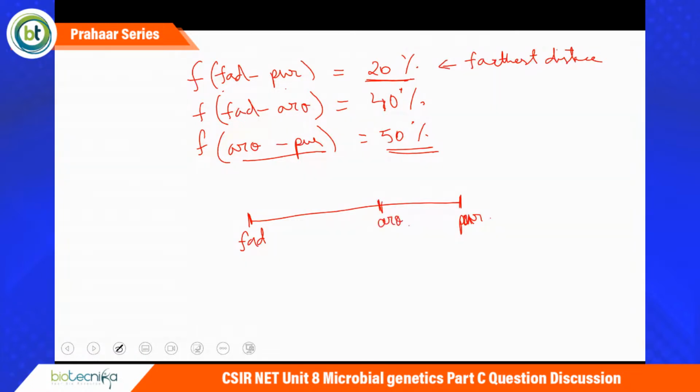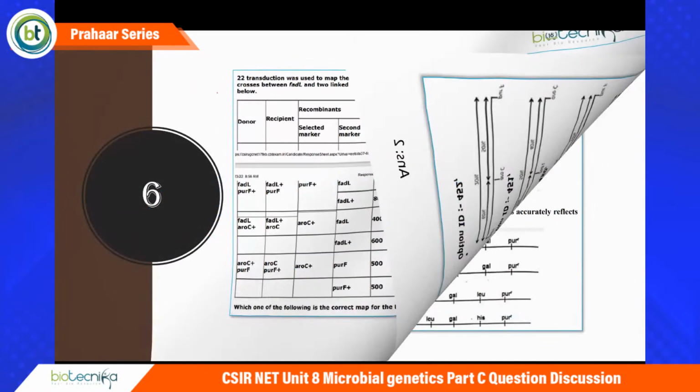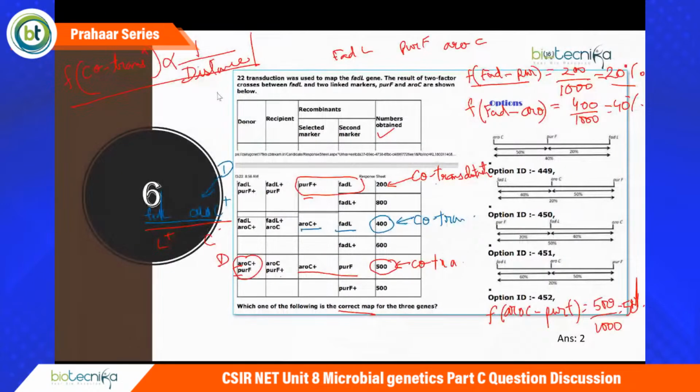Okay, so co-transduction frequency between arrow and per is 50%. Arrow and FAD is 40%. Okay, there's a slight increase in the distance, and FAD and per, which are highest distance from each other, is 20%. Okay, so when you compare this with the maps that are given to us, so which one matches? So the one that matches will be the answer. Okay. So option number 2.